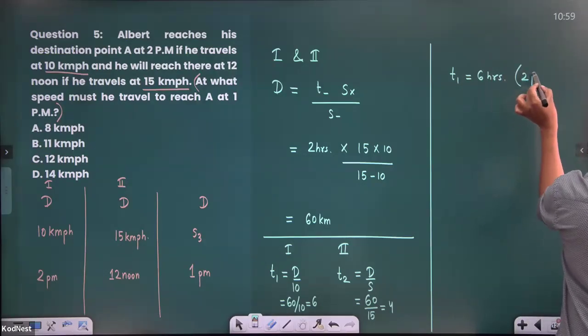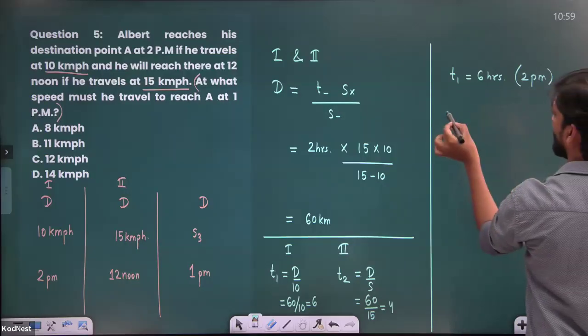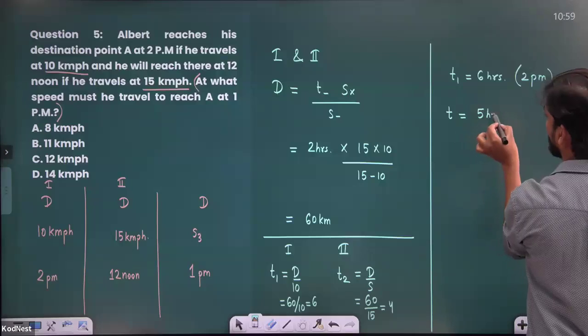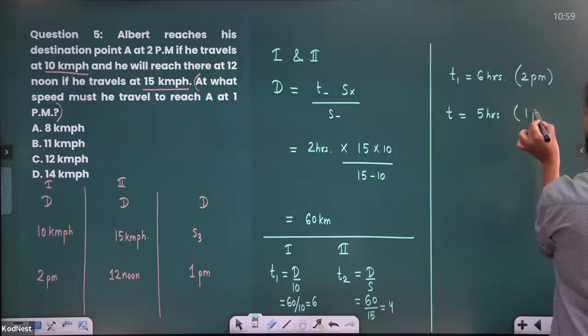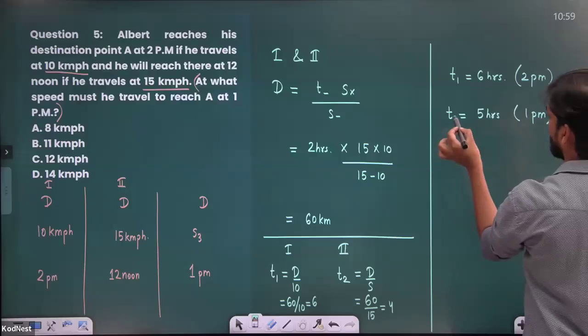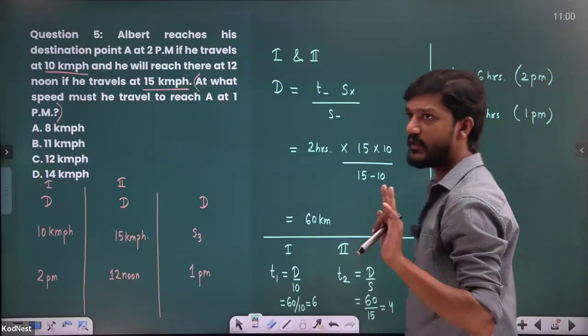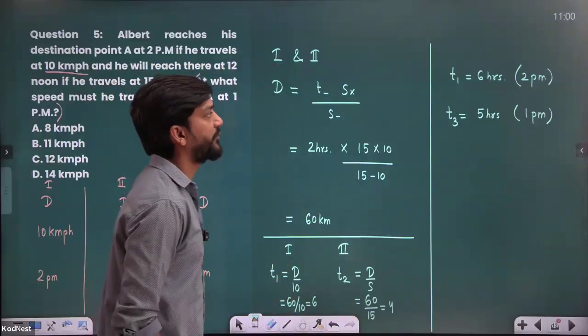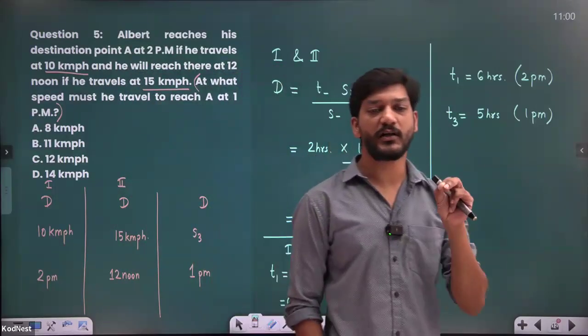I reach at 2 p.m. So if I take 5 hours, I'll reach at 1 p.m. Yes or not? Carefully answer. Very carefully. Anything which seems logically wrong with this?